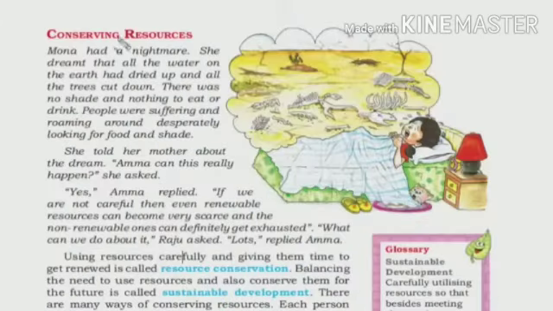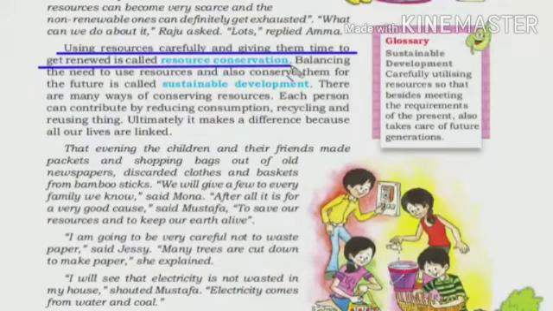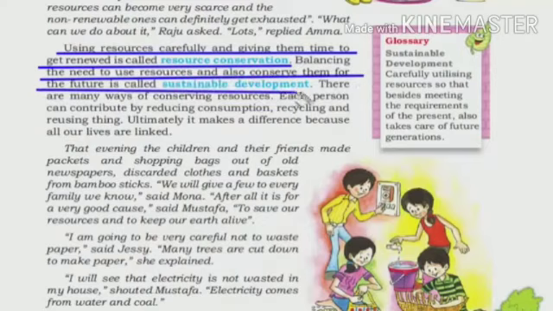After reading various types of resources, let's move on to conserving resources. How to protect resources and conserve them for our future. Using resources carefully and giving them time to get renewed is called resource conservation. Then balancing the need to use resources and also conserve them for the future is called sustainable development. If you see, sustainable development is dependent on resource conservation because you need to first preserve the resources and then only can you use them for future purposes.